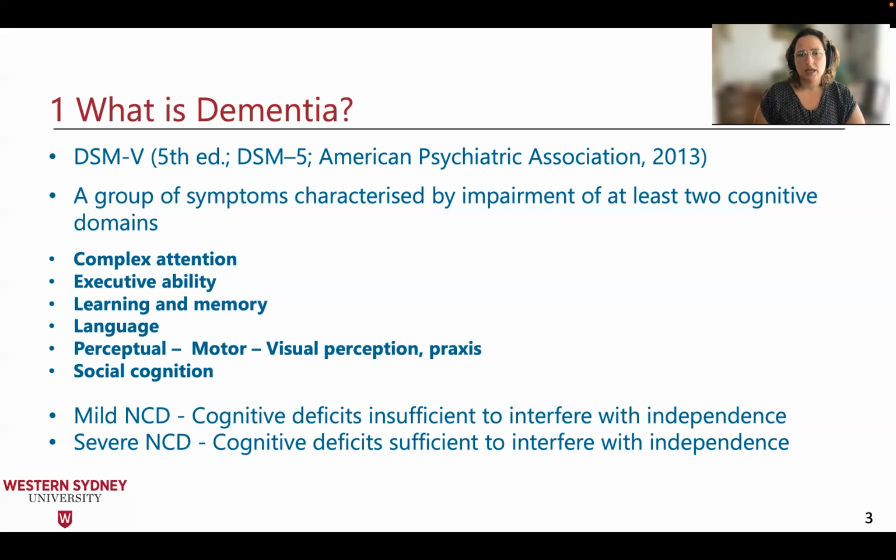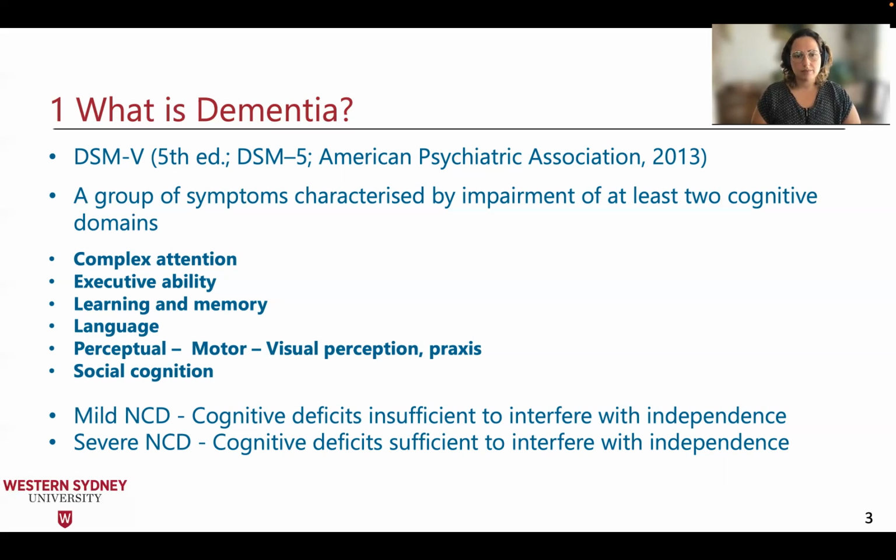Now, many people think that dementia itself is a disease of its own, but it isn't. It's a classification of different symptoms caused by an underlying disease, affecting different cognitive domains, and these 6 domains are complex attention, executive ability, learning and memory, language, perceptual motor visual perception and praxis, which is the premeditated planning of these, and social cognition. And I'll go into each one of these domains shortly.